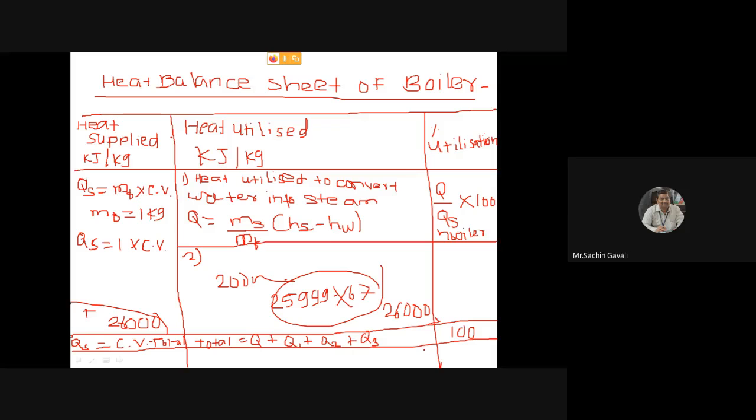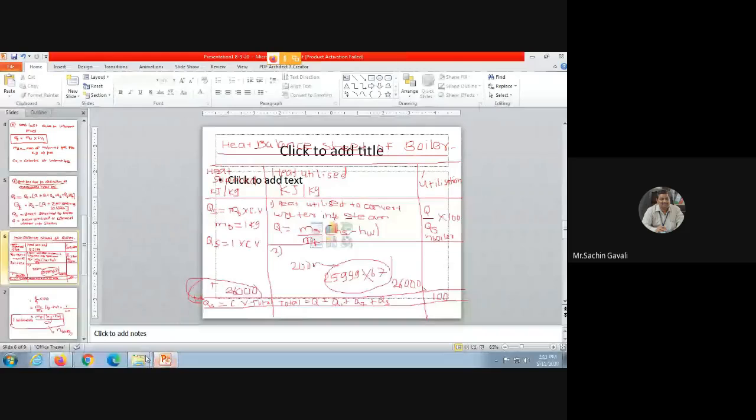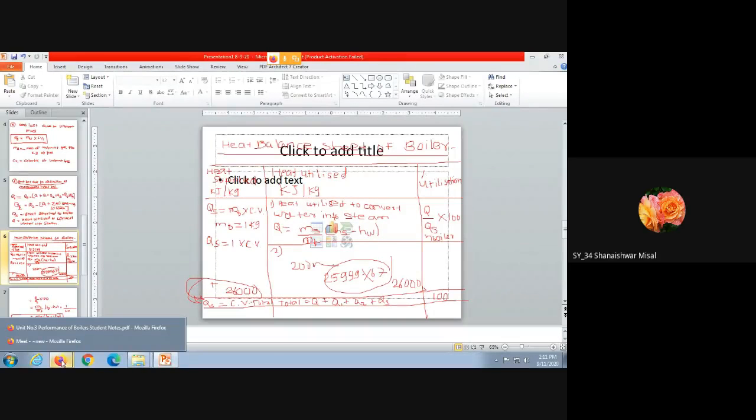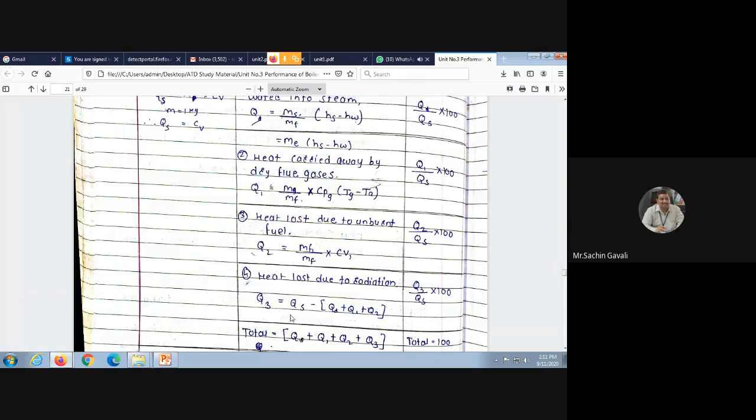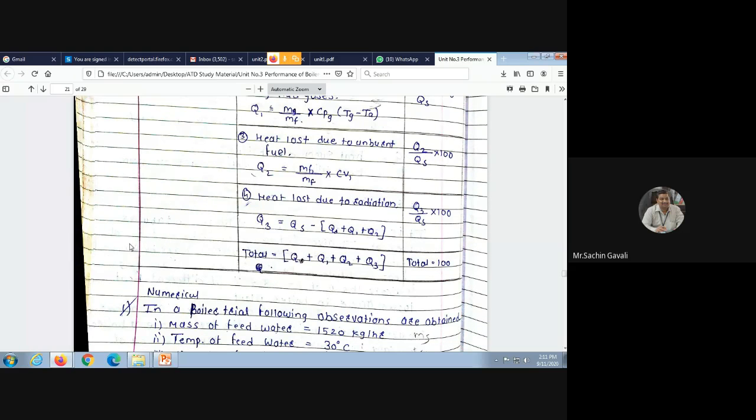Everybody understand this heat balance sheet? Everyone understand this balance sheet? Yes, sir. Okay. Now here, I think we have completed. So here you write down the total. And here you also make a total of Q1. And these should be equal.